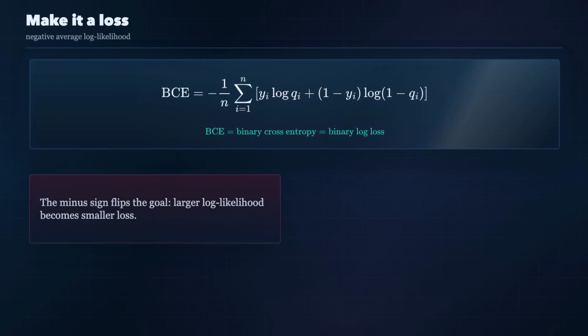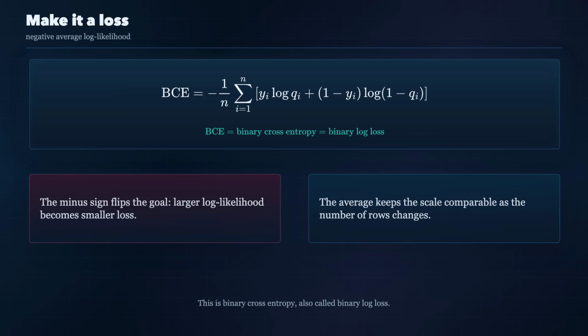The log likelihood is still a score, where bigger is better. To make a loss, multiply by -1. Then average over rows. This is binary cross entropy, or BCE. It is also called binary log loss.